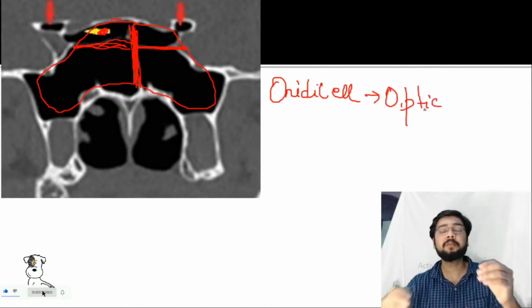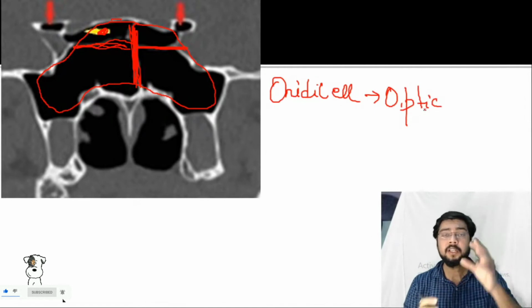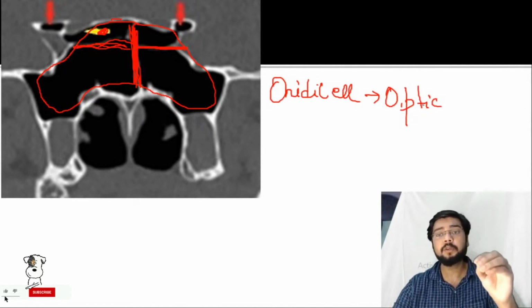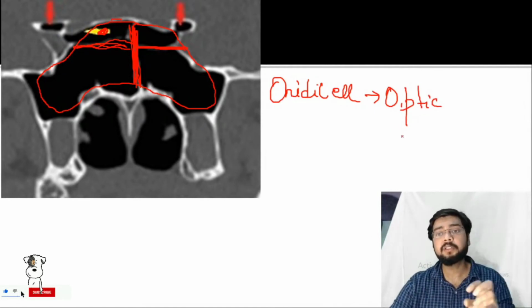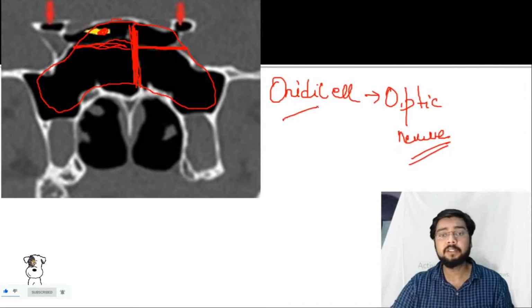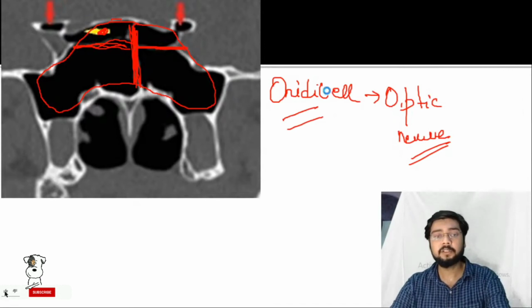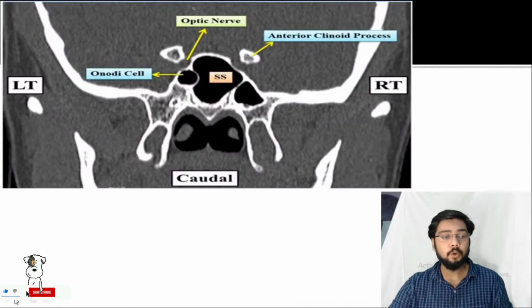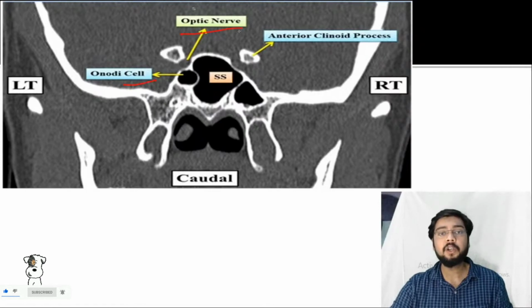If you are doing functional endoscopic sinus surgery and you by mistake injure the optic nerve, you will be sued medico-legally. So you have to prevent optic nerve injury. That is why you have to know whether Onodi cell is present or not. Here also, if you see, this is your Onodi cell that is there in relation to the optic nerve. This is your sphenoid sinus.